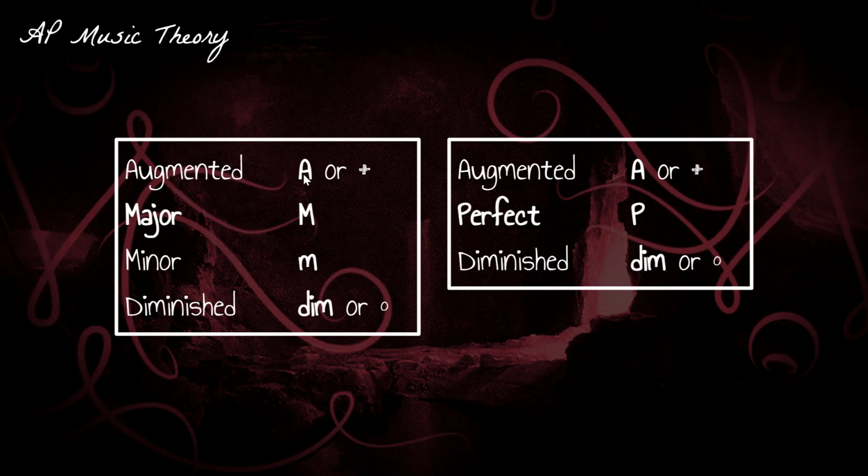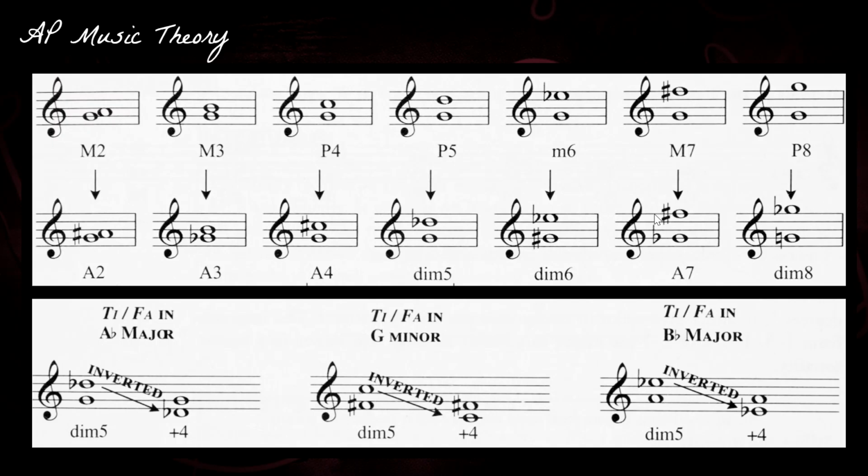For augmented, we use an A or a plus sign. For major, we use large M, minor, small m. Diminished, we use dim or a circle. And for perfect, we use P. Here are some major and perfect intervals transformed into diminished and augmented intervals. Notice what happens when the accidental is on the bottom note.